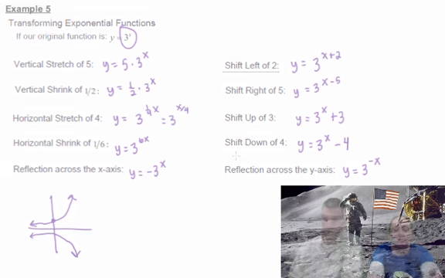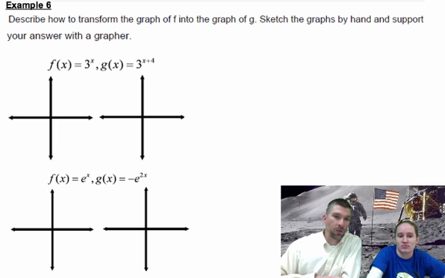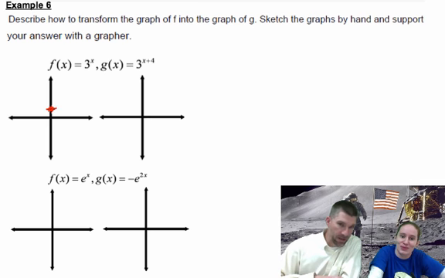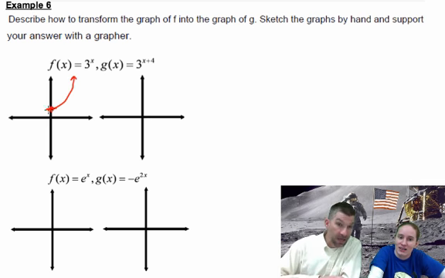All right, let's apply what we just did. I know exactly what 3 to the x looks like. We actually just drew it a moment ago. So what does it look like? It crosses the y-axis at 1. We're going up to the right, down to the left, but not crossing the x-axis. So we're getting close, but not touching.